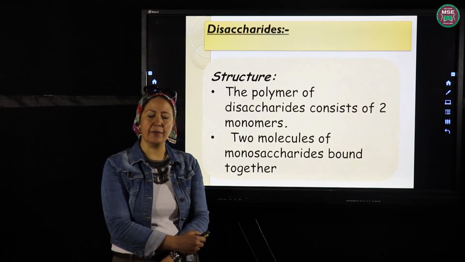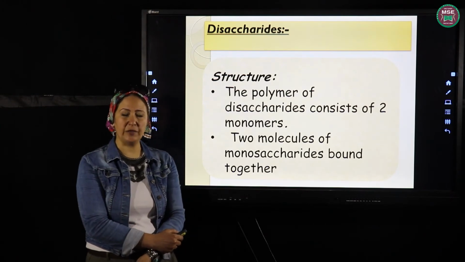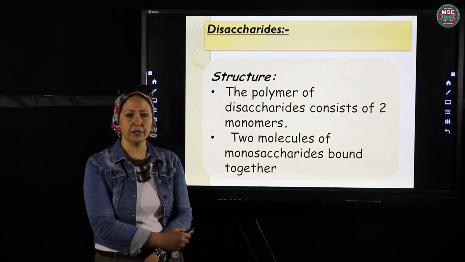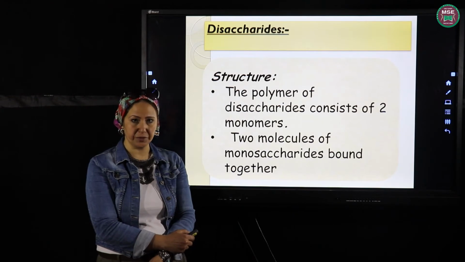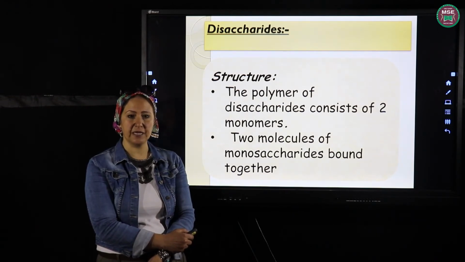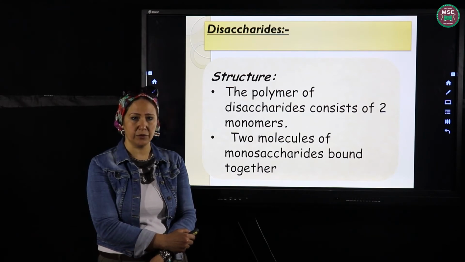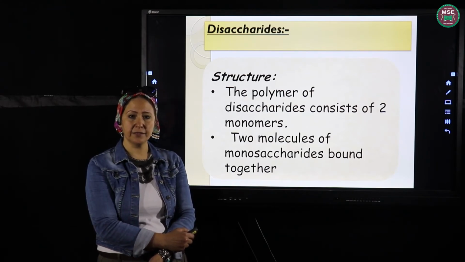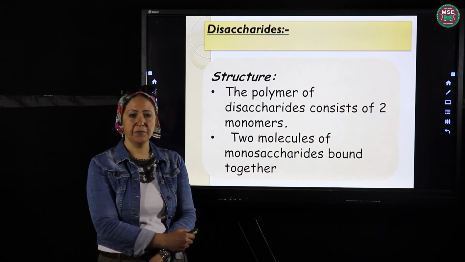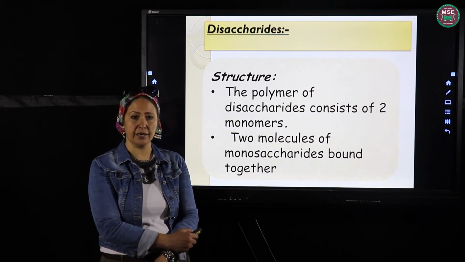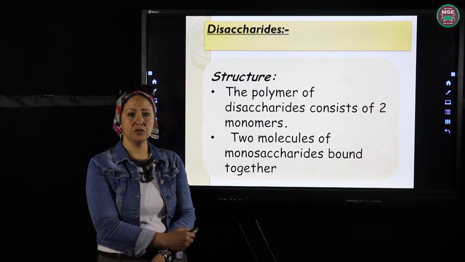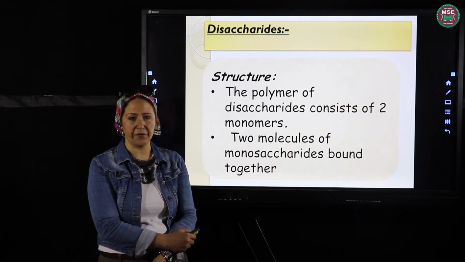Now we are going to talk about the disaccharides. We said before that disaccharides are examples of simple sugar. The polymer here consists of 2 monomers bound together. So we can say that disaccharides are carbohydrates from simple sugar, and their polymers consist of 2 monomers joined together. Or we can say that disaccharides consist of 2 monosaccharides joined together. Okay?